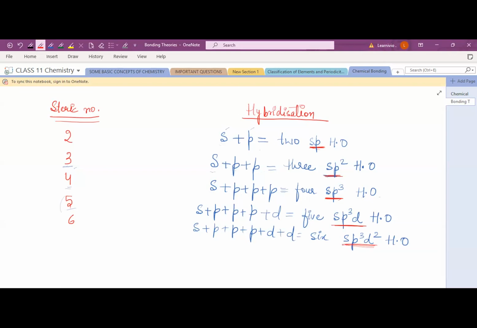And there is a special theory known as valence shell electron pair repulsion theory, also known as VSEPR theory. VSEPR theory basically predicts the shape of a molecule, and that depends upon the number of valence shell electron pairs. After that we will discuss the VSEPR theory. Please write it down. You should remember this. This is very important.